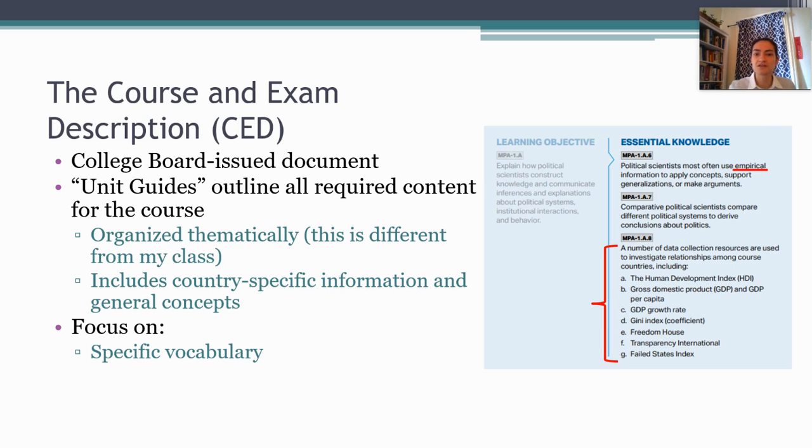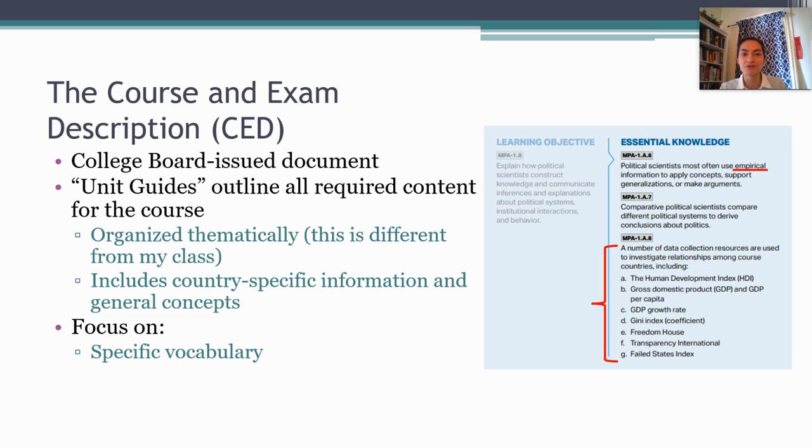As you're reading all this stuff in the right-hand column under the label essential knowledge for each topic, you really want to pay attention to specific vocabulary, especially if there is a definition laid out. So if I'm looking at the second page of topic 1.1, the first word that's going to attract my attention is the word empirical. That's a term that we've defined in class.